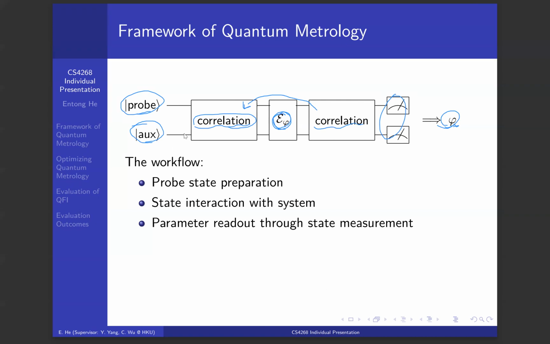The workflow typically includes the probe state preparation and the interaction with the system, and the parameter readout through the state measurement, often described as a series of quantum measurements. That is the usual practice.